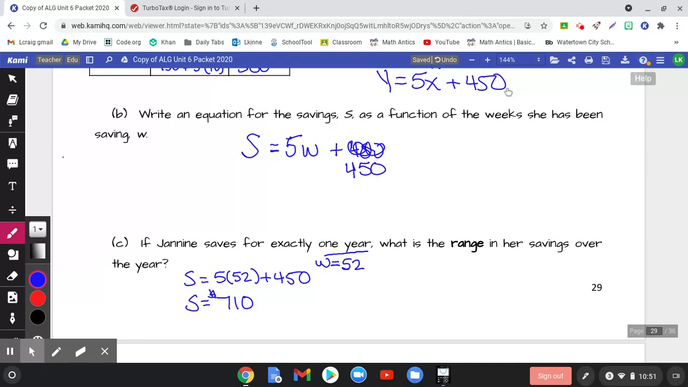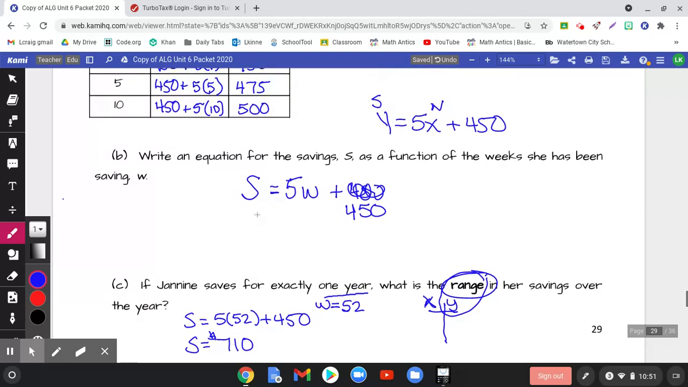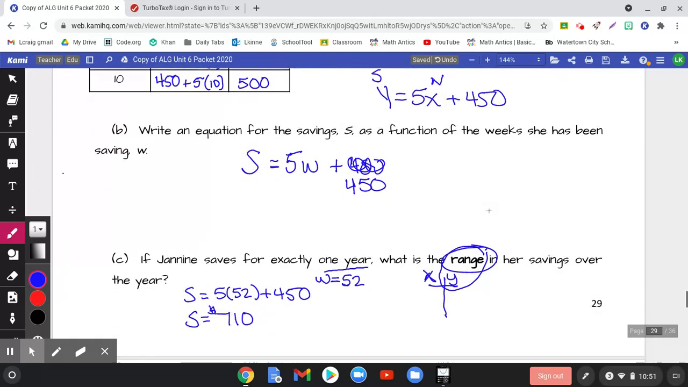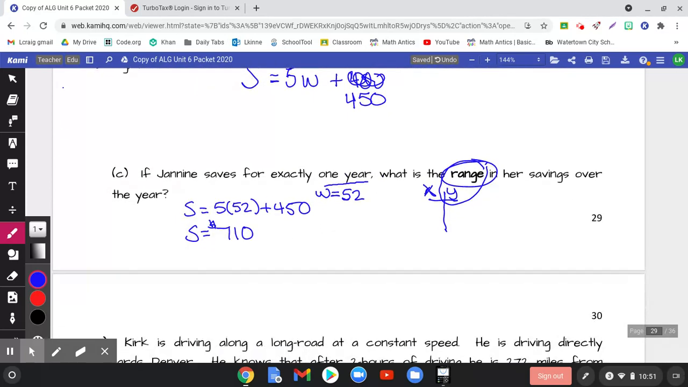But that's not what it asks. It says, what's the range? So we're going back to functions. Remember, you have x and y. Your range value, or your y value, is being used. In this case, it's the amount of money. So she started with $450 and she got up to $710. So I'm going to write my range in interval notation, or you could say from $450 to $710.